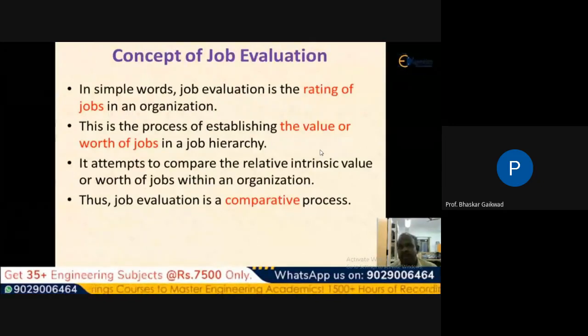Then the labor who is going to get this job done is going to be paid according to the worth of this job. It means if I know the worth of the job, I can know the worth of this labor and the amount that has to be paid to him as a wage. This is the idea behind job evaluation. Basically, it is a comparative process. We compare each and every job, and we fix the salaries for them. So this is the idea.